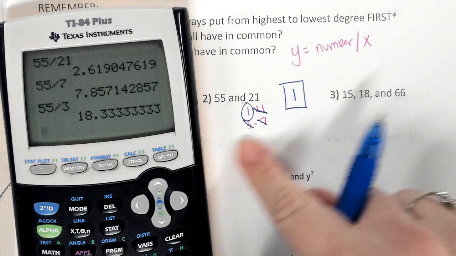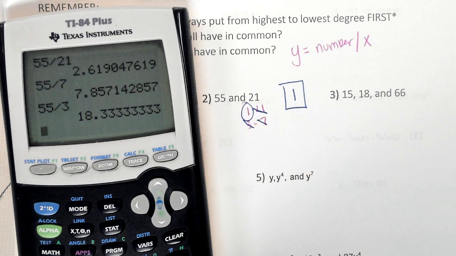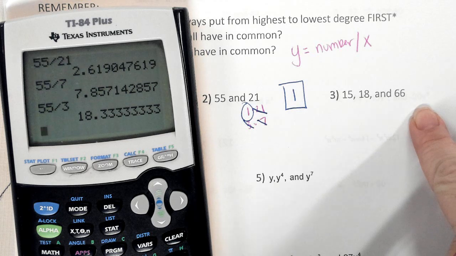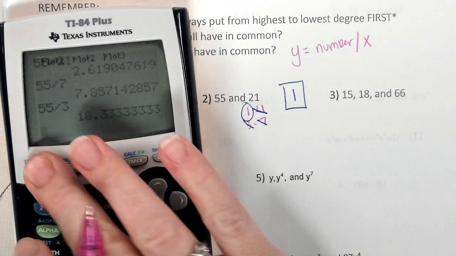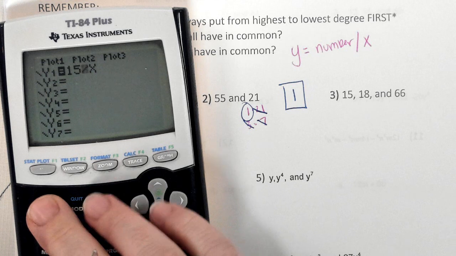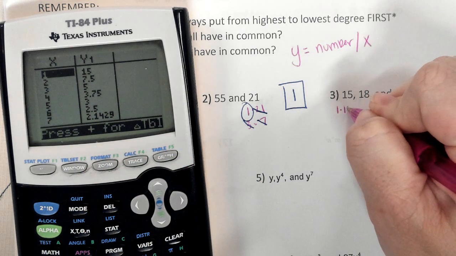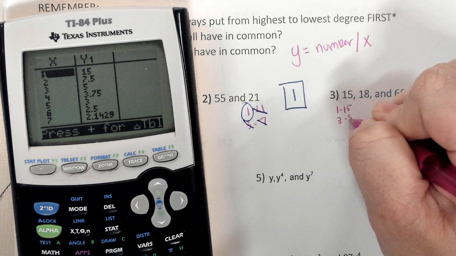So you don't have to list all your numbers, okay? You just have to think about the factors of your smallest number. So again, which number is my smallest number? 15. So if we come here, we could do 15 divide x. And I have 1 times 15, 3 times 5, and that's it.